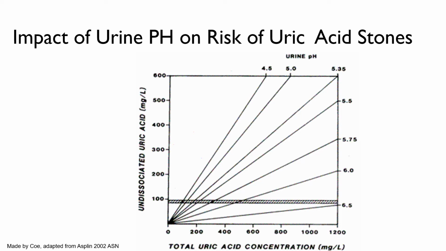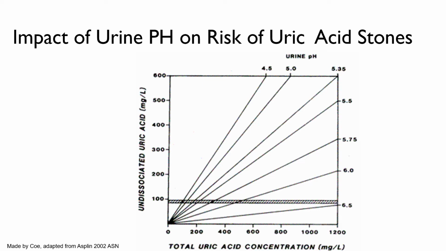To demonstrate the impact of urine pH on risk of uric acid stones, this graph illustrates on the x-axis the total amount of uric acid concentration increasing as you move to the right. And on the y-axis is undissociated uric acid. So the higher this number, the more uric acid you have out of solution. And so this is sort of the line above which uric acid starts coming out of solution. So you don't want to be above this line here.